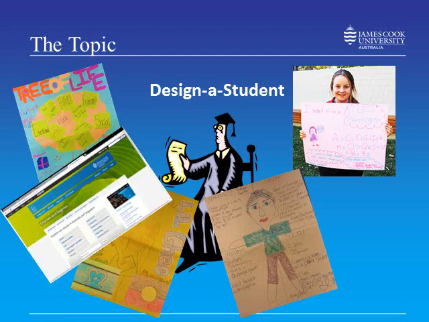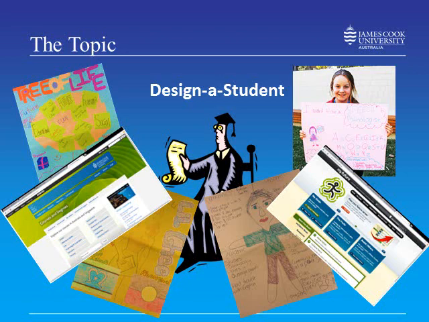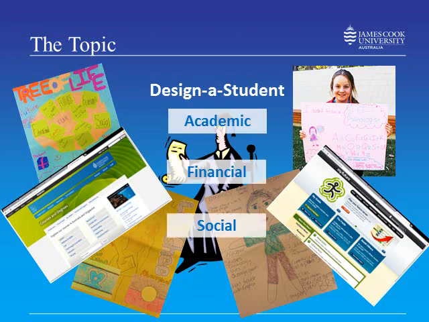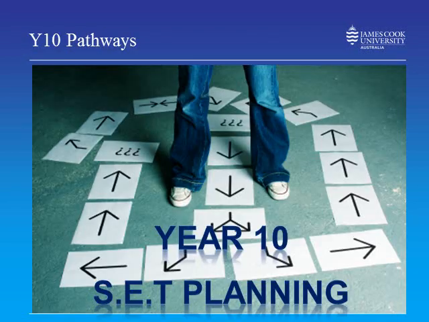Students will research all aspects of being a uni student and make choices for their design student in all aspects of his or her academic, financial, social and personal life. The aim of this activity is to provide key information to Year 10 students as they prepare for set planning and subject selections.